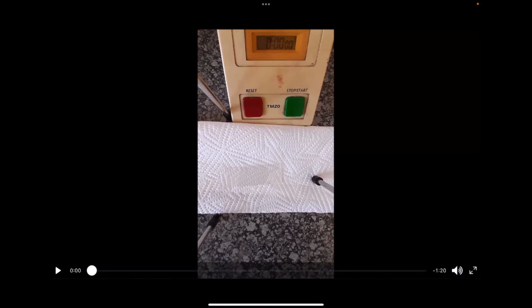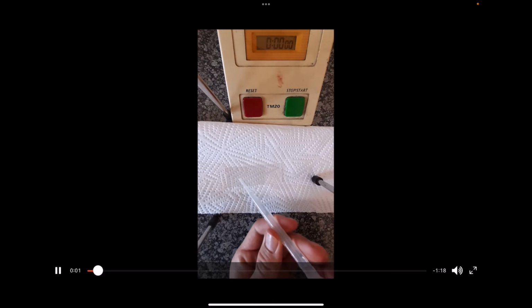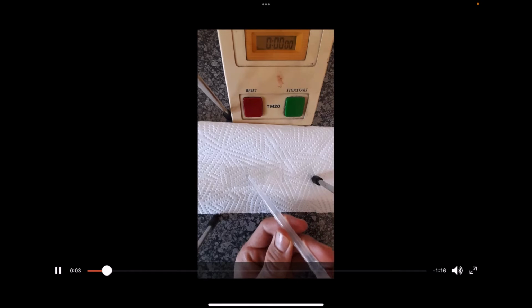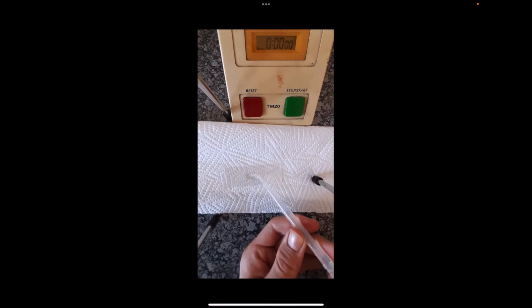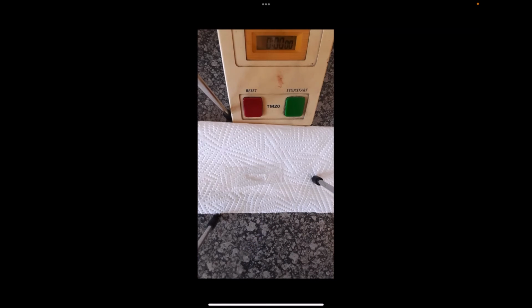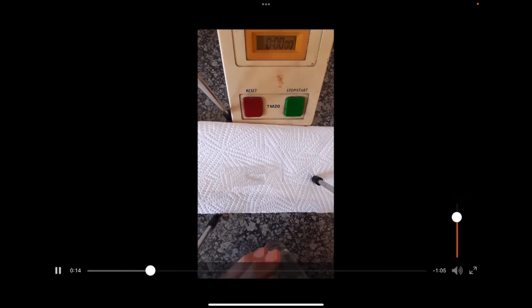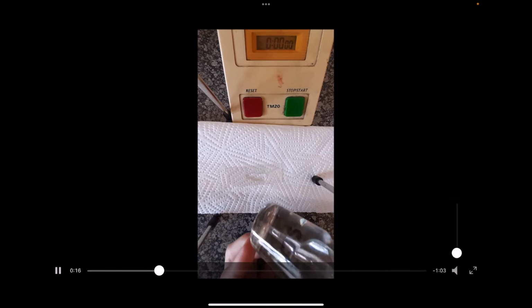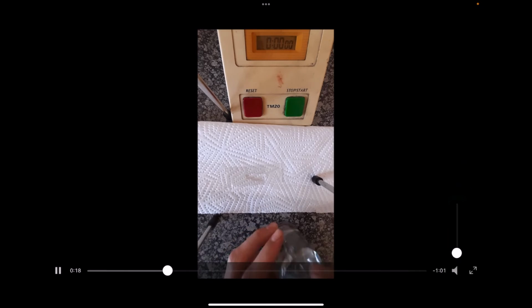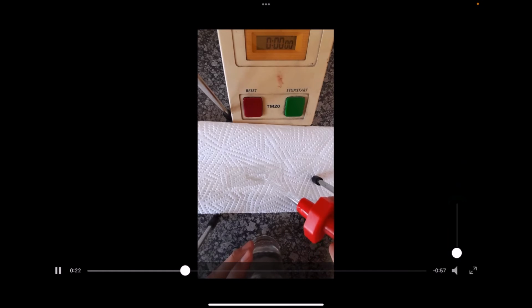Let's have a look at a short experiment. Here we have a microscopic slide, and using a dropper we put a few drops of water, simply distilled water, and after this we add a drop of thiocyanate solution to the right end. Here you can see the colorless thiocyanate solution.